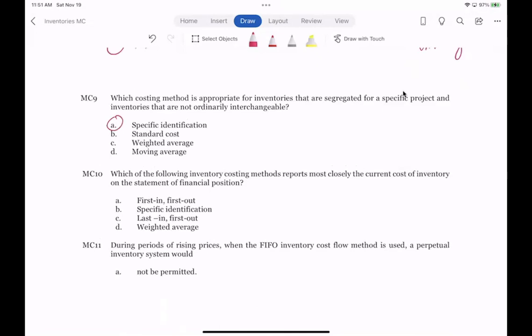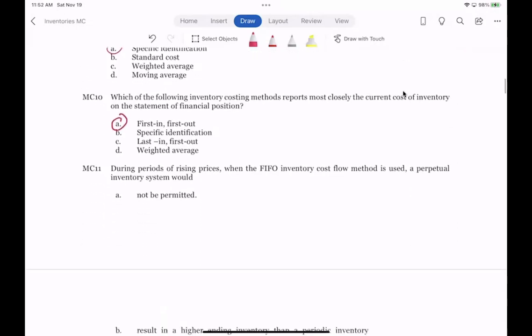Which of the following inventory costing methods reports most closely the current cost of inventory on the statement of financial position? Also, if we say current cost, that means that the inventory is valued using the most recent purchase price, and that uses the first in, first out method, because under the first in, first out method, first items purchased would be the first items to be sold or to be issued, such that the inventory is valued using the most recent purchase price.